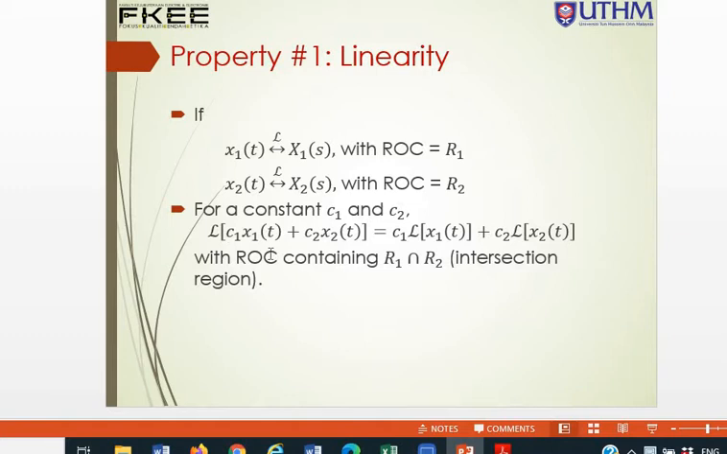So for linearity, the Laplace transform of C1 x1 plus C2 x2 gives you C1, which is a constant, times the Laplace transform of x1(t), plus C2, also a constant, times the Laplace transform of x2(t), and the ROC is the intersection of the regions R1 and R2.